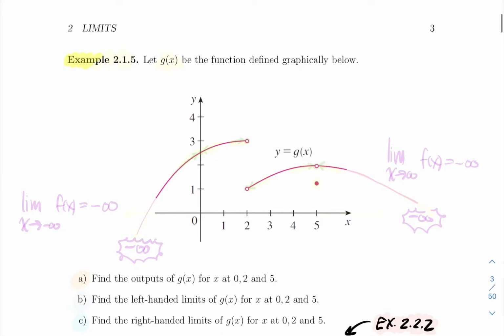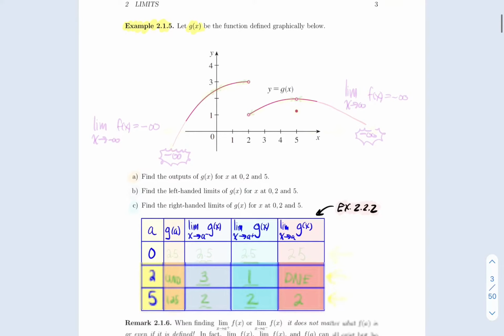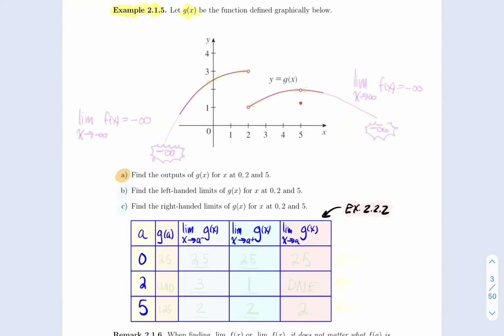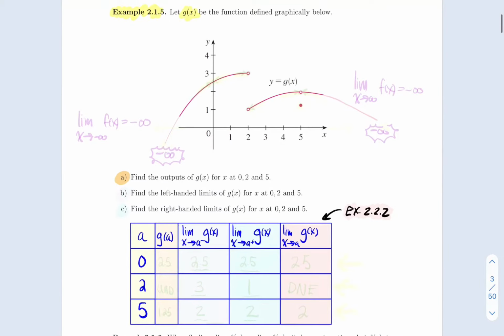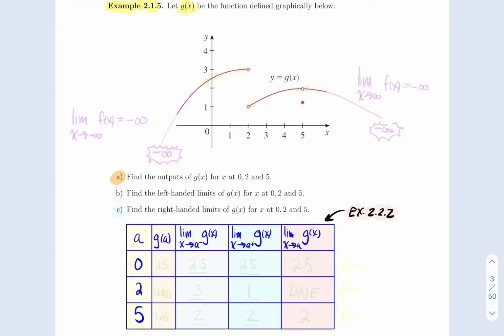All right, let's do an example. We have a function g, and it's defined visually by a graph. The first thing is we're going to review how to compute outputs for the function g at 0, 2, and 5. I've created a table with my inputs 0, 2, and 5, and I'm going to first compute the outputs. It's a small review, making sure we understand how to compute outputs from a graph.